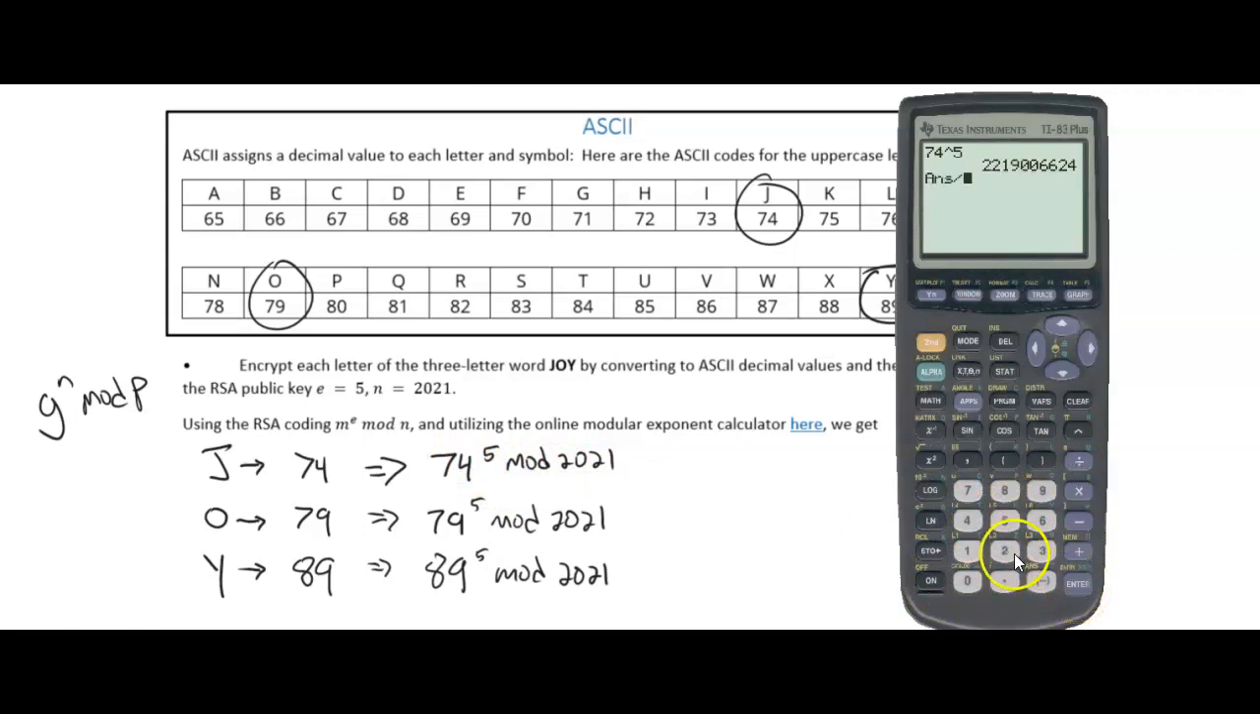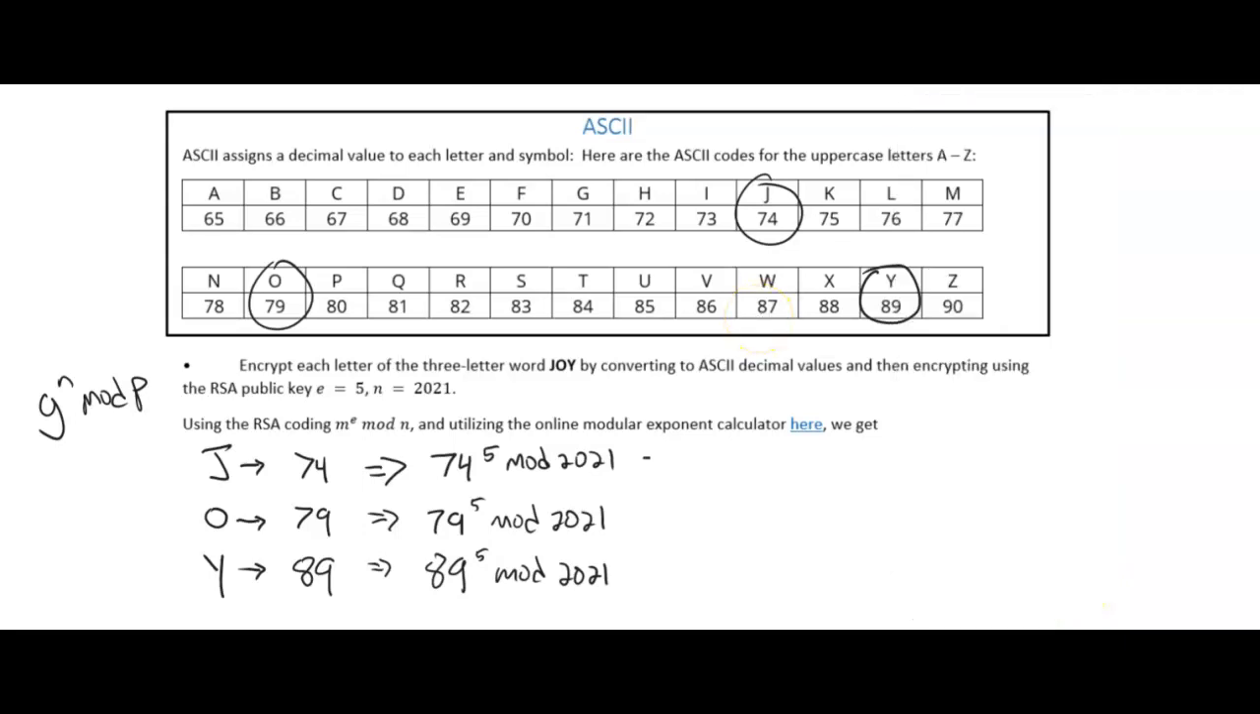Huge. Divided by 2021. Subtract the whole number part. And then multiply by 2021, and know that there's going to be a rounding error. This is 1170. Similarly, we go through each one of these.